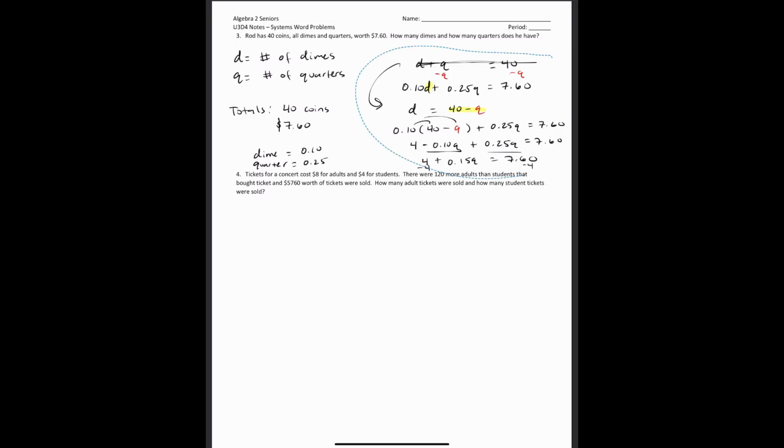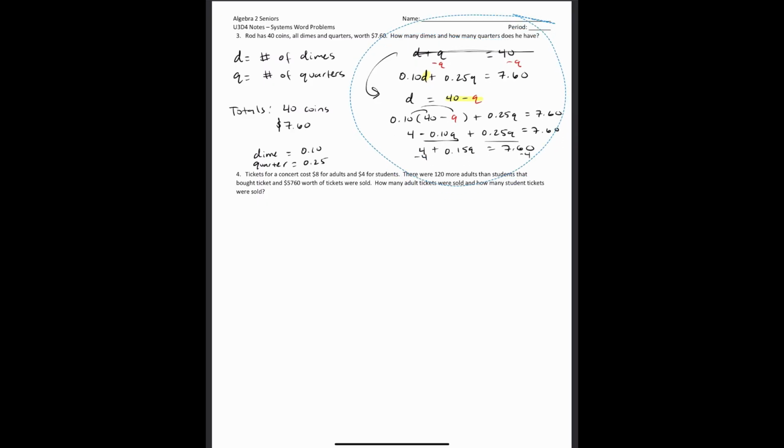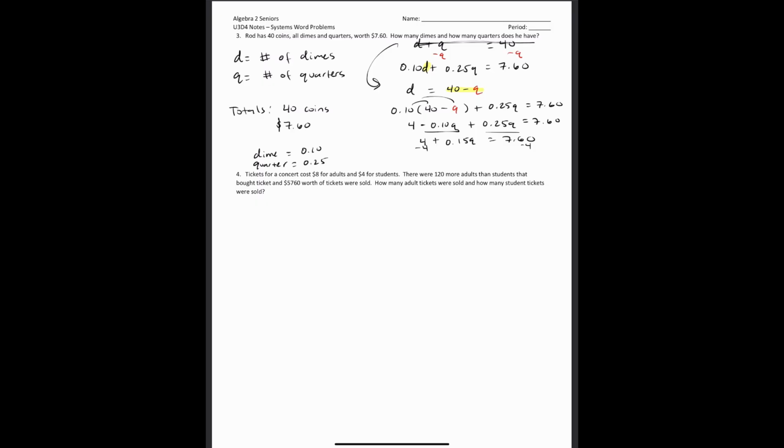And I'm going to need more room for this. So I have 0.15Q equals 7.60 minus 4. That is 3.60. And then I'm going to divide both sides by 0.15. So Q equals 24. So there are 24 quarters. So I'm going to write there are 24 quarters.